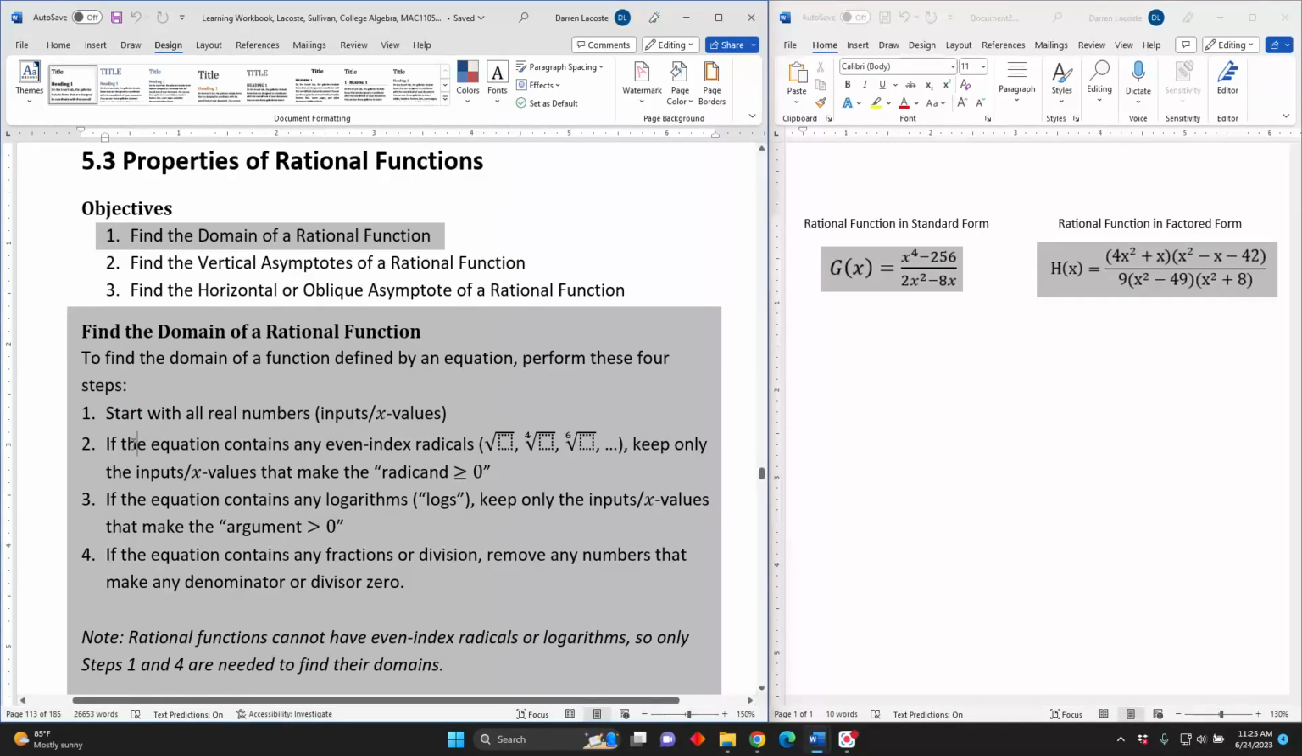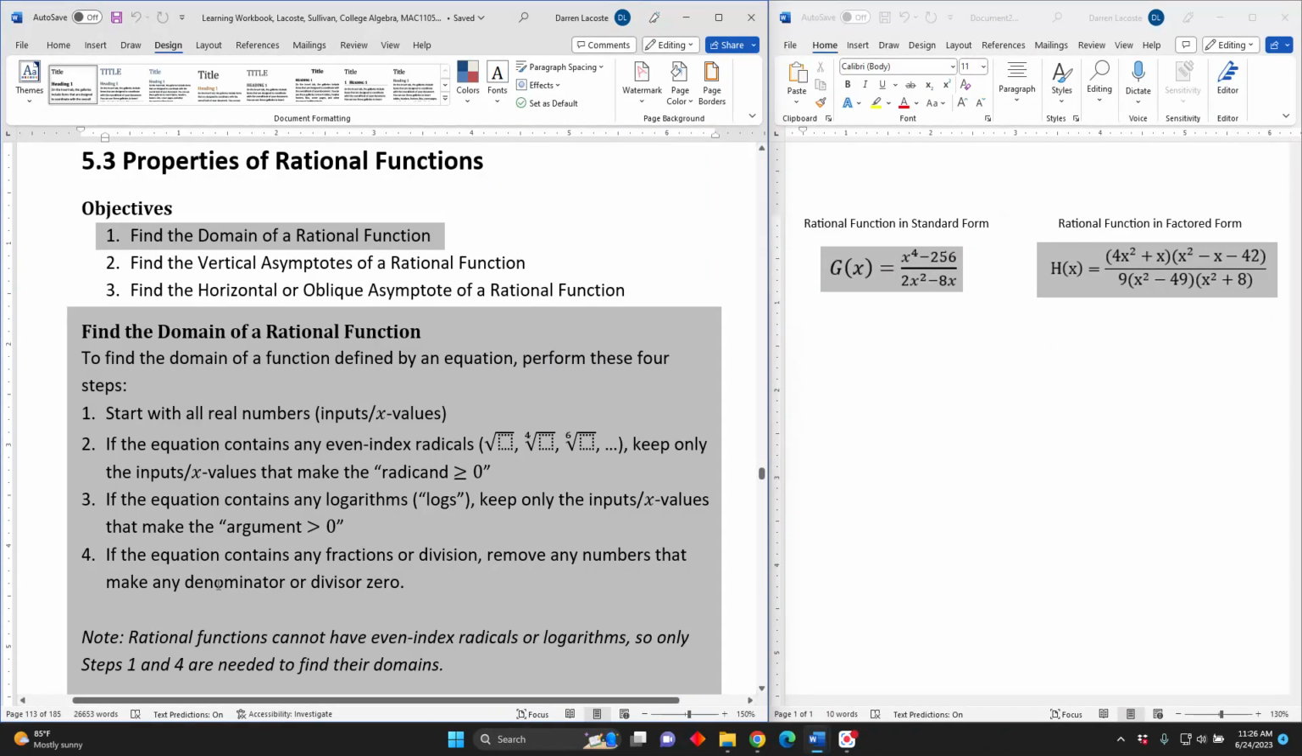Step 2, if the equation contains any even index radicals, keep only the inputs that make the radicand greater than or equal to 0. Step 3, if the equation contains any logarithms, keep only the inputs that make the argument greater than 0. Step 4, if the equation contains any fractions or division, remove any numbers that make any denominator or divisor 0.